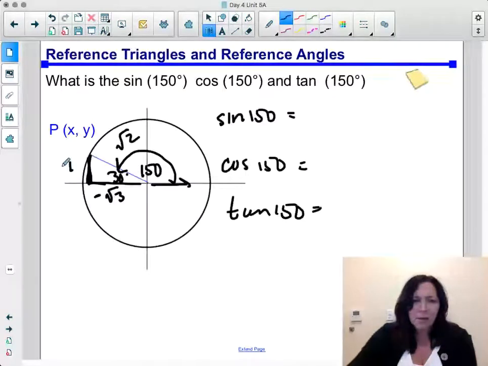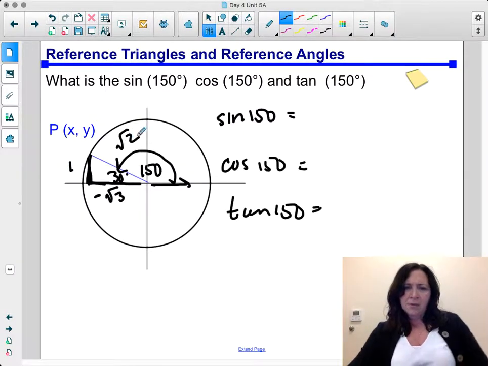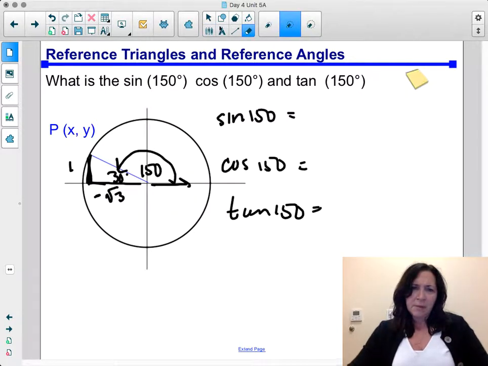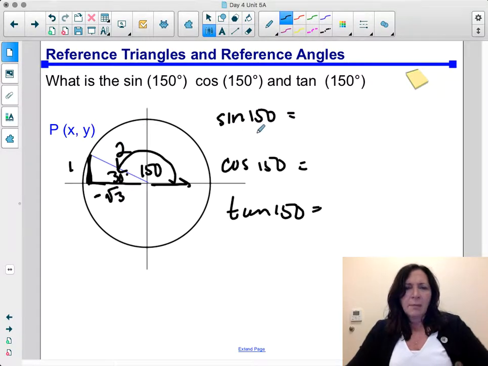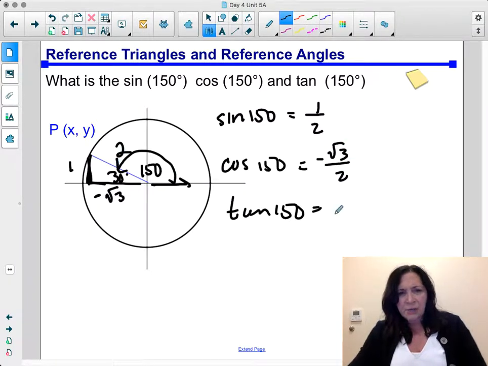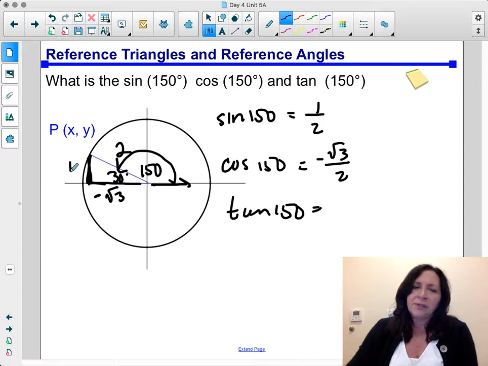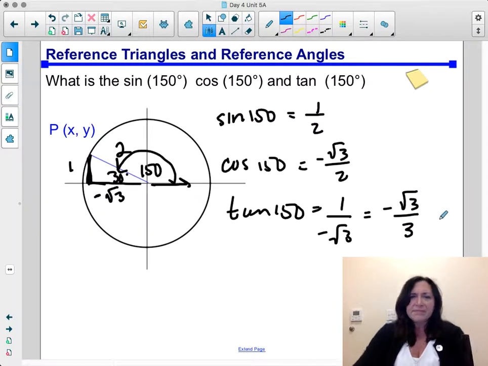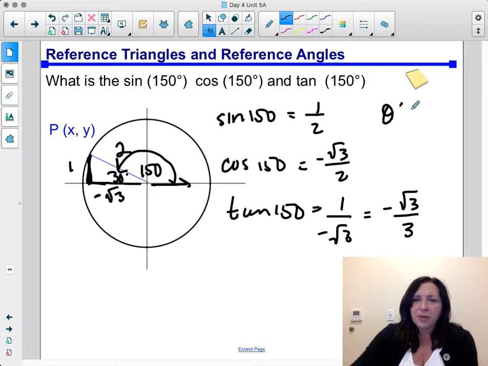So sine is opposite over hypotenuse. So, whoops, that's not right. Hold on, let me fix that. That's not root 2, it's 2. Thank you. Sine of 150 is going to be 1/2, so that's 1 over 2. Cosine of 150 is negative root 3 over 2 because that's adjacent over hypotenuse. And tangent of 150 is opposite over adjacent, so that's 1 over negative root 3, which is going to be negative root 3 over 3. And my reference angle, so you go theta reference, is equal to 30 degrees.